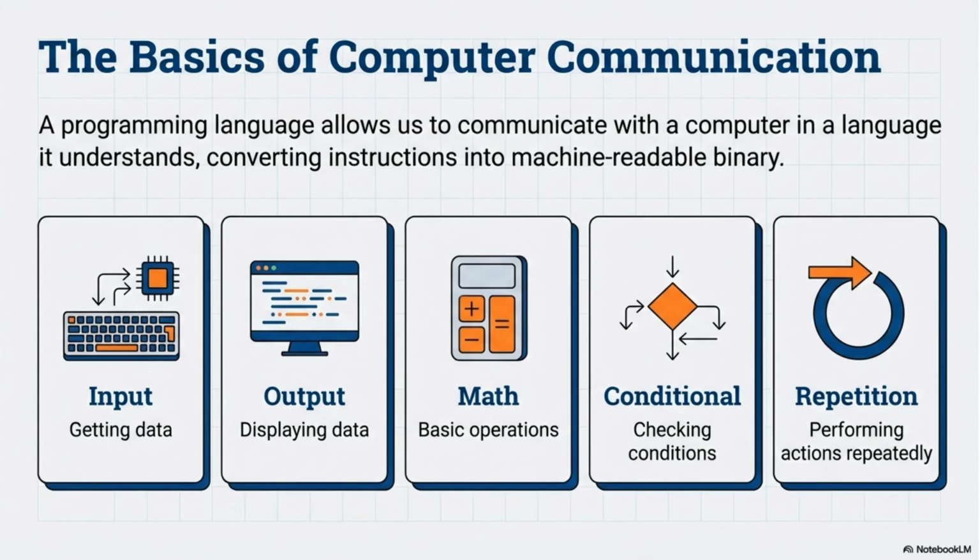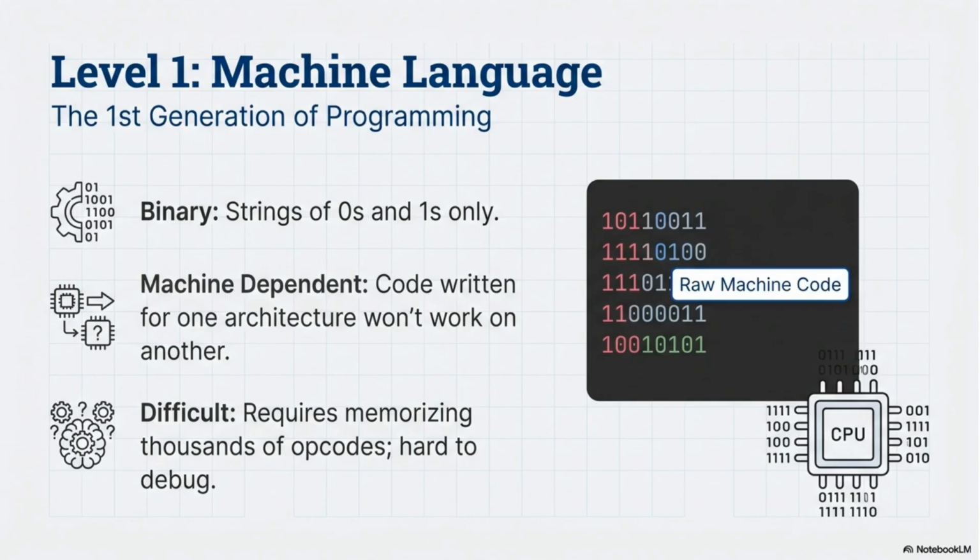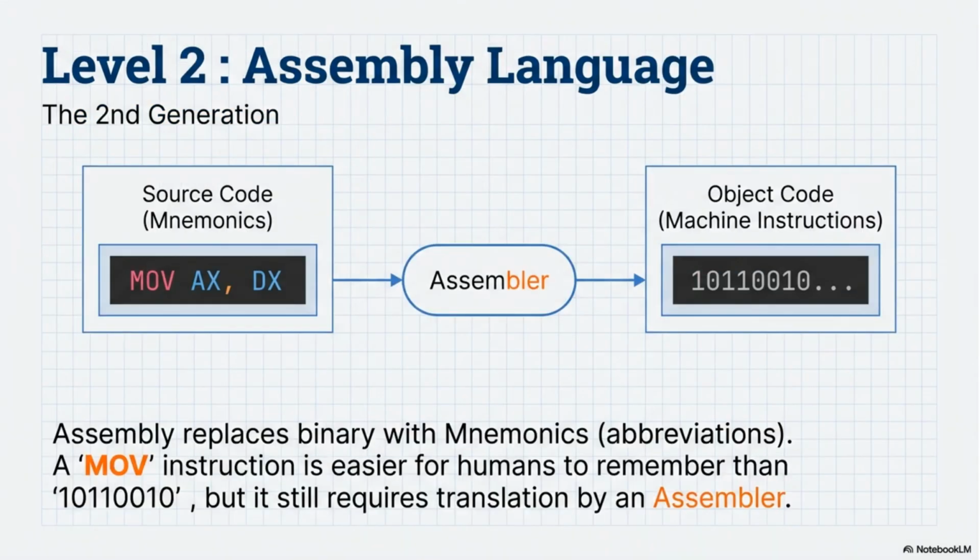This communication involves 5 basic concepts: input, output, math, conditional logic, and repetition. Level 1 is machine language, the first generation of programming. It uses binary strings of zeros and ones, is machine-dependent, and is difficult to work with, requiring memorizing thousands of opcodes. Level 2 is assembly language, the second generation. It replaces binary with mnemonics or abbreviations. A MOV instruction, for instance, is easier to remember, but still requires translation by an assembler.